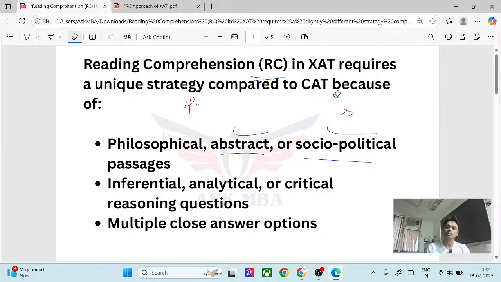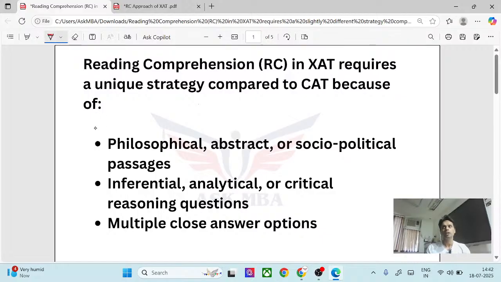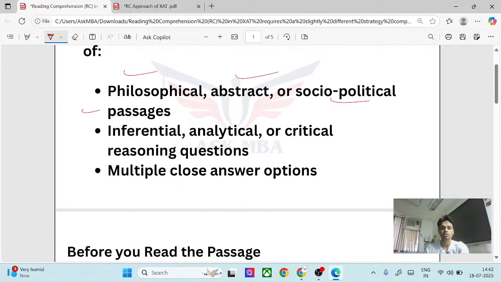So why is it like this? Because the examiner doesn't want you to be in the comfort zone of getting a passage which you usually read. ओके, तो फिलोसॉफिकल टाइप के पैसेजेस यूजुअली लोग रीड नहीं करते, रैंडम टॉपिक्स और सोशल पॉलिटिक्स टाइप के पैसेजेस लोग रीड नहीं करते, so that you guys are challenged.